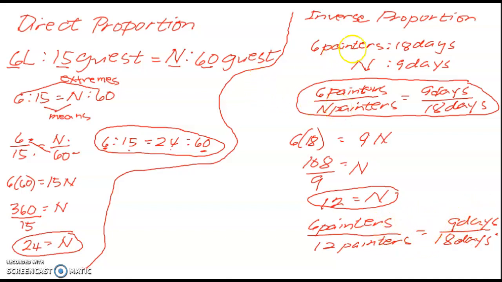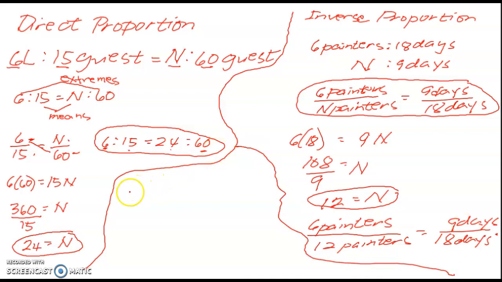But I'll tell you something. Kasi ito yung paggawa natin ng painters over painters tapos days over days. Unlike this one, as you can see, juice over guest. So, pwede natin siyang gamitin ulit ang ganitong method. Kaya lang, we will not cross multiply. This is the other way. So, pwede naman ninyong gawin yan, pero you will not cross multiply.